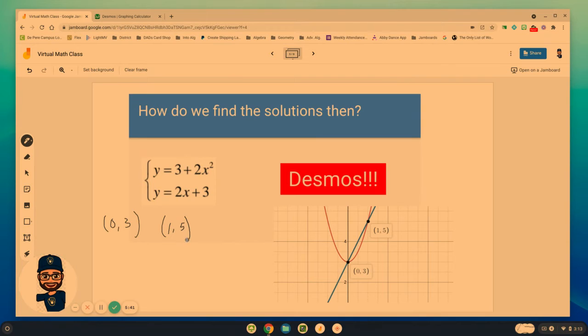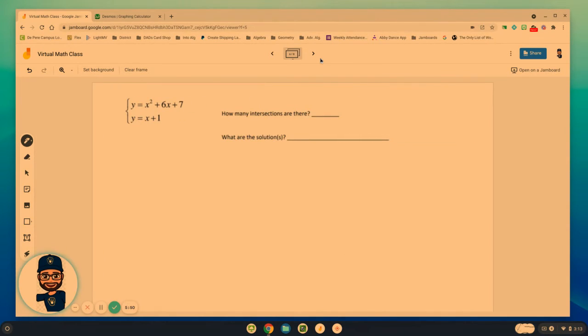And again, you could check by plugging them in and seeing if they work. They both will. All right, so why don't you pause the video and try this one. y equals x squared plus 6x plus 7. y equals x plus 1. How many intersections are there, which means how many solutions are there?